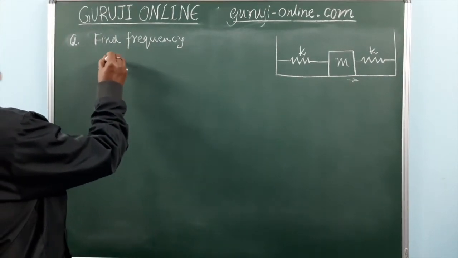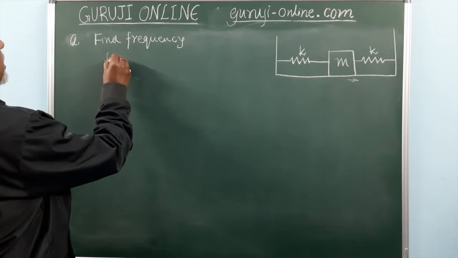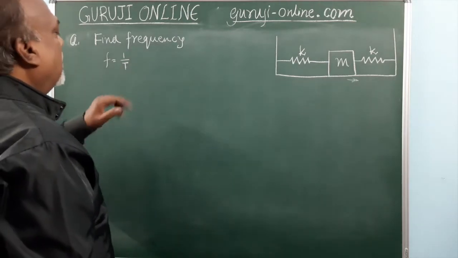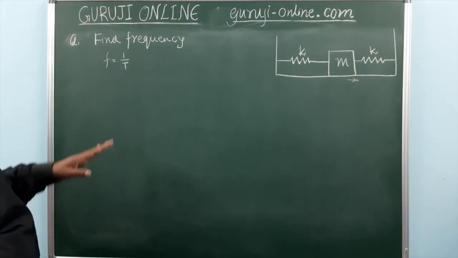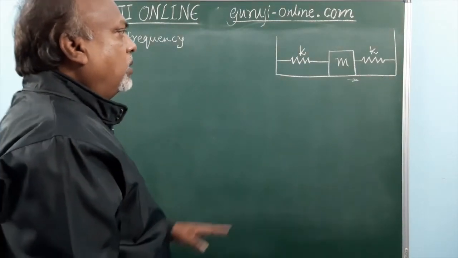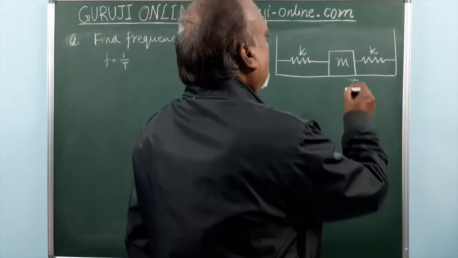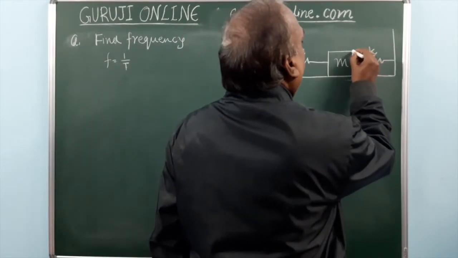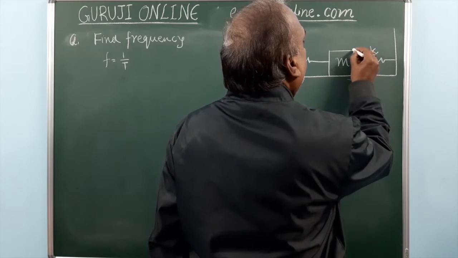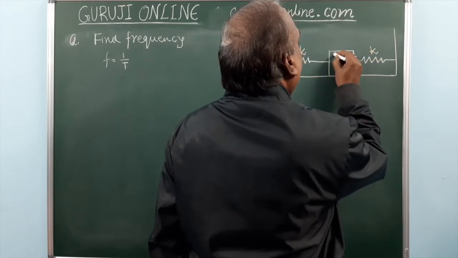Frequency is nothing but 1 by T, where T is the time period of the oscillation. Now, in this case, suppose we give a gentle push here, and this comes like this, suppose.